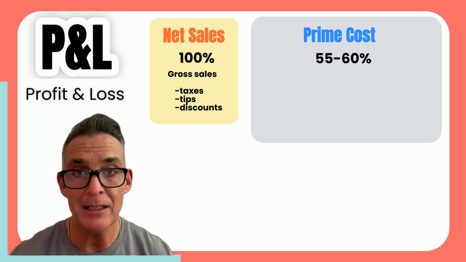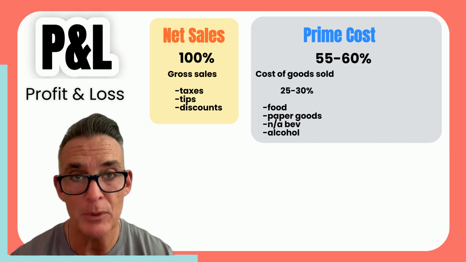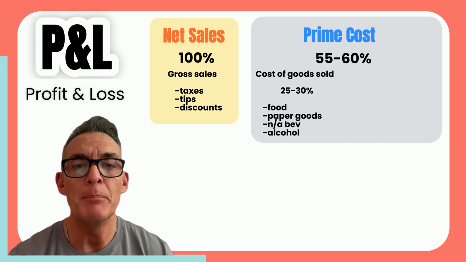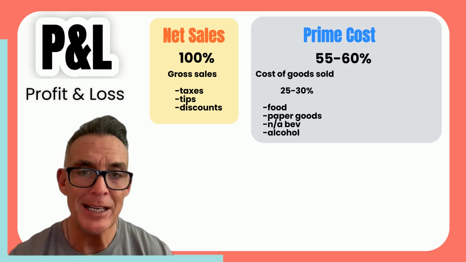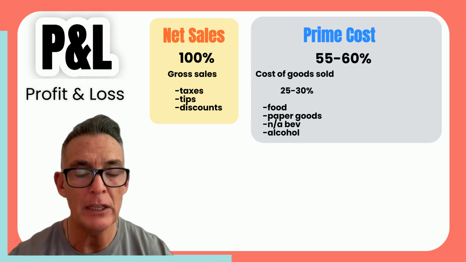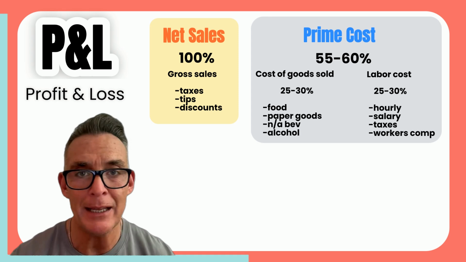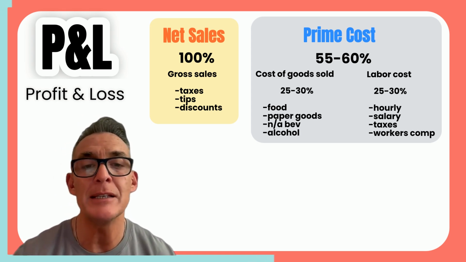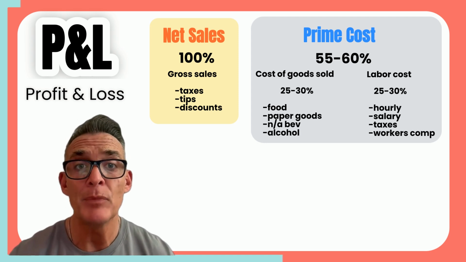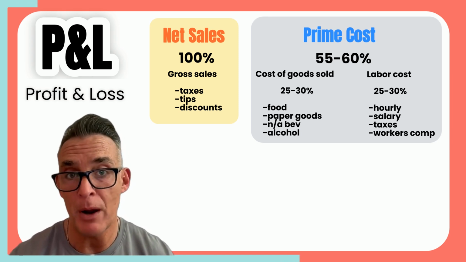There are two parts to that. The first part is cost of goods sold, which should be somewhere around 25 to 30%, once again, depending on your operation. But that represents food, paper goods, non alcoholic beverages, and alcohol. Basically, anything that directly goes into serving the guest. The second part of that is my labor cost. And once again, the number can vary depending on the type of operation that you're running, but somewhere between 25 to 30%. And that includes my hourly wages, salaries, my taxes, employment taxes, and workers' comp. These two together, once again, make up my prime cost.